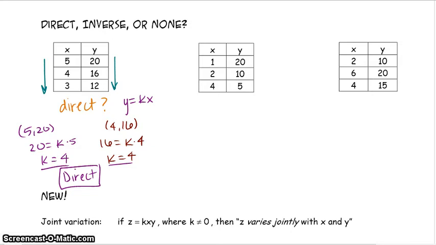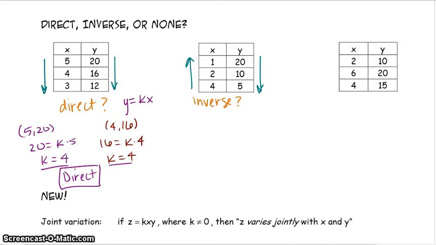Alright, let's look at the second one. We're starting at 1, 2, then 4. So in this case, we are increasing. And then we start at 20, 10, and 5. So that means we're decreasing. In looking at this, we have increasing and decreasing. Since we're going in opposite directions, that means this could be an inverse variation, but we have to test it just like before.